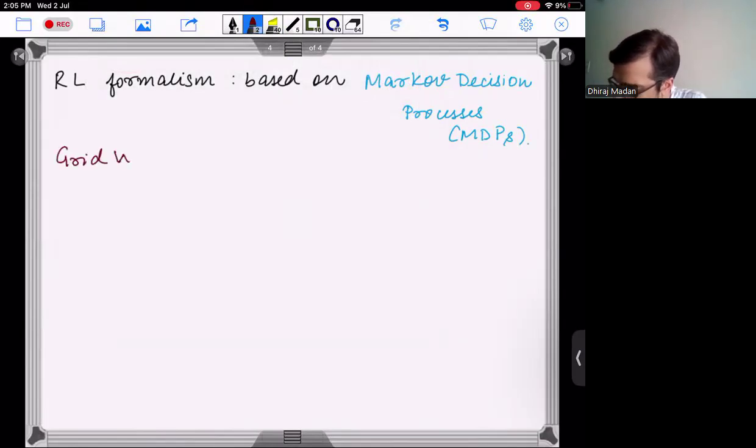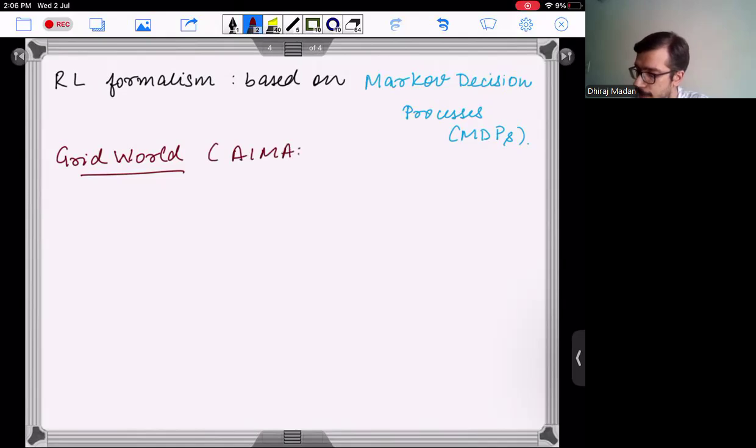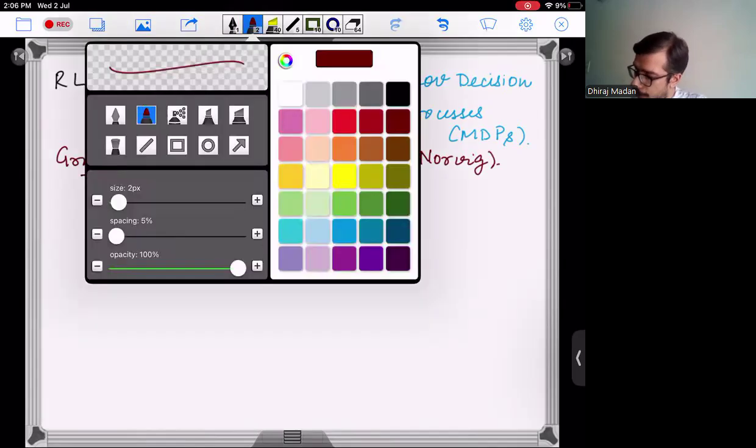This particular example I have taken is from the textbook AI: A Modern Approach by Russell and Norvig, but a similar example is also there in lots of other textbooks as well. So consider a game which is played on a 4x3 grid.